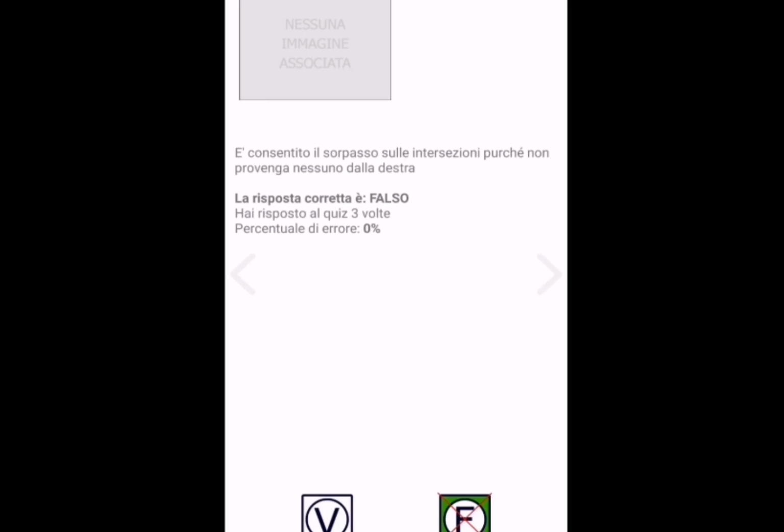This one here said, "È consentito il sorpasso sulla intersezione purché non provenga nessuno da destra." This answer is falso, because it is not allowed for you to overtake in an intersection when there are no traffic lights or traffic agents. So the intersection that you can overtake on is where the intersection is being regulated by a traffic light or traffic agent. If it is an intersezione sfalsata, you can always overtake, because those are the ones you find on the autostrada, with an overhead bridge where other vehicles pass up and you pass down, so nothing changed. That one does not stop you from overtaking.